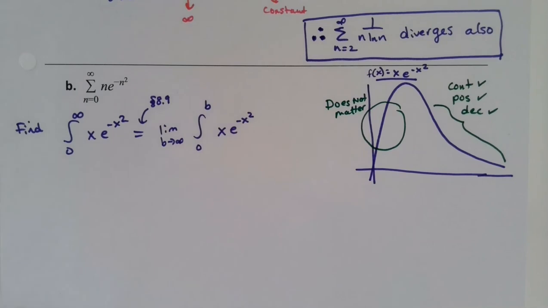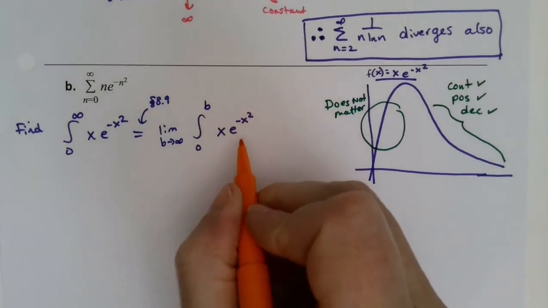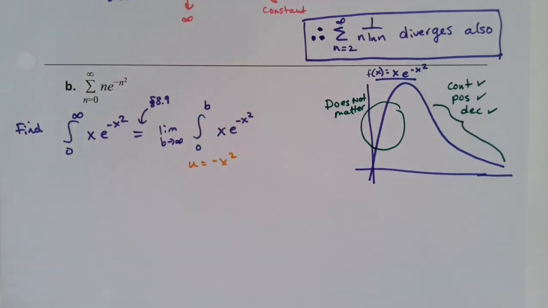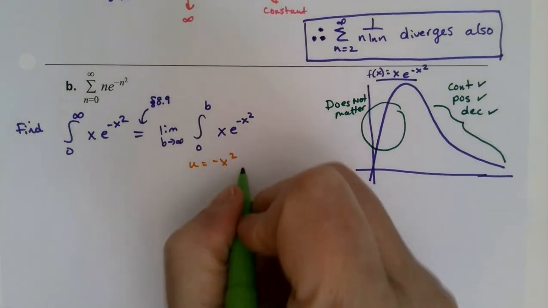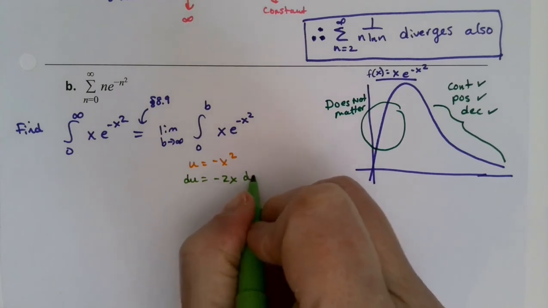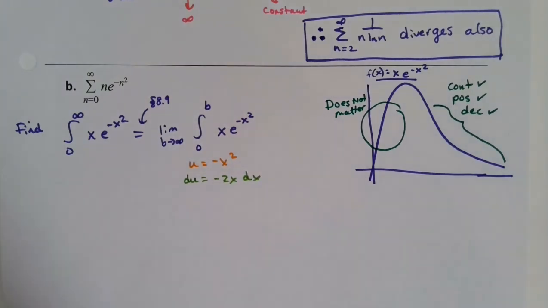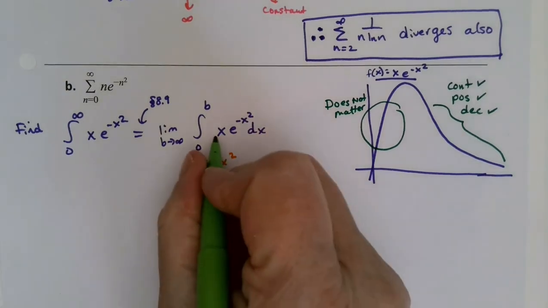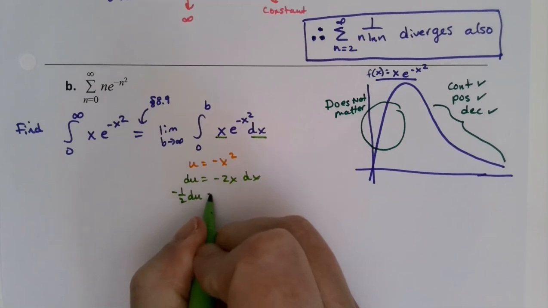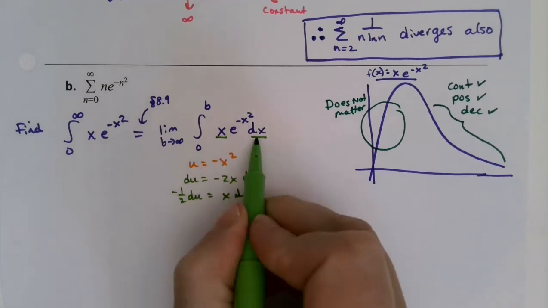Okay, so hello u substitution. u is negative x squared. du equals negative 2x dx. Oh, I forgot my dx. There it is. Okay, so I don't want the negative 2 part of that. I want negative 1/2 du, which is x dx, because x dx is what is in my problem.